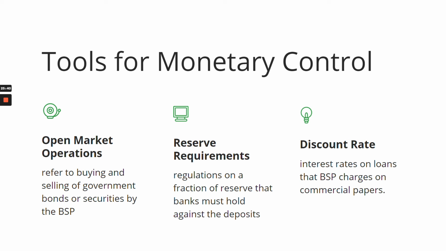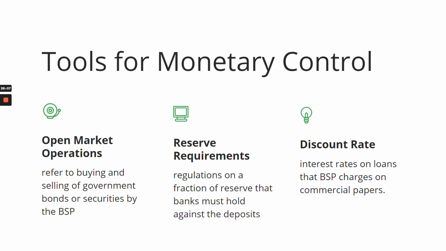That is going to add to the currency in circulation. Okay, so that is the reserve requirements. That is how it is used. Another one is the discount rate. The discount rate is the interest rate on loans that the Bangko Sentral charges on commercial papers or loans. So when there is a discount rate, that's an interest rate.